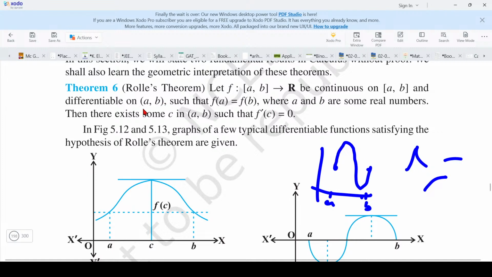The function is differentiable on open a, b and the function is continuous on closed a, b. Here, these are closed brackets. So that means these kind of breaks are not permissible. These kind of spikes or corners are not permissible, right?